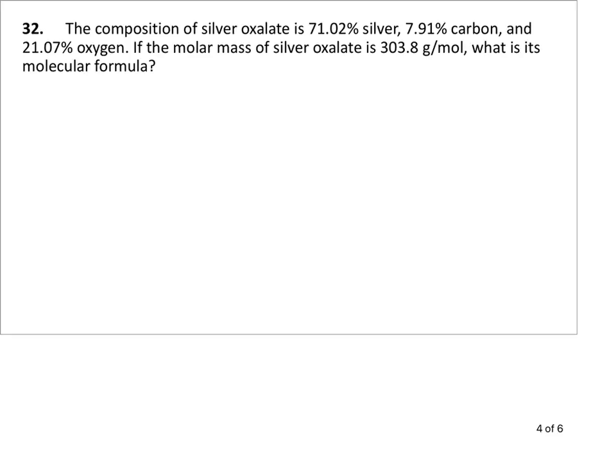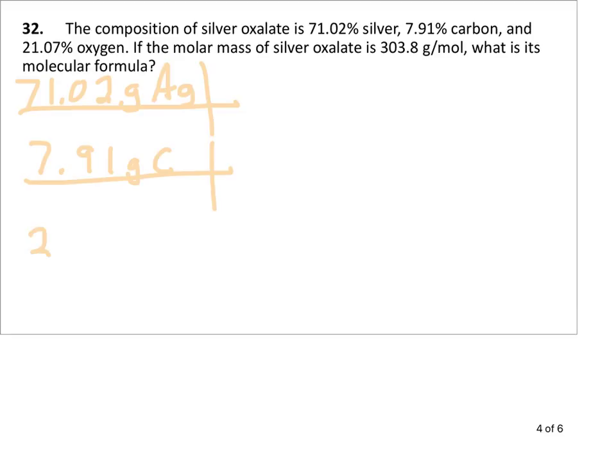So we've got 71.02 grams of silver. We'll be switching that to moles. We got 7.91 grams of carbon. We'll be switching that to moles. And we've got 21.07 grams of oxygen, which we'll be switching to moles.